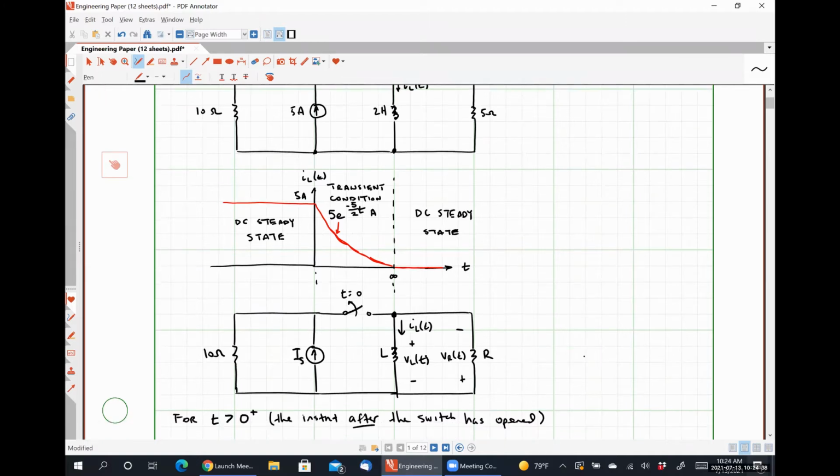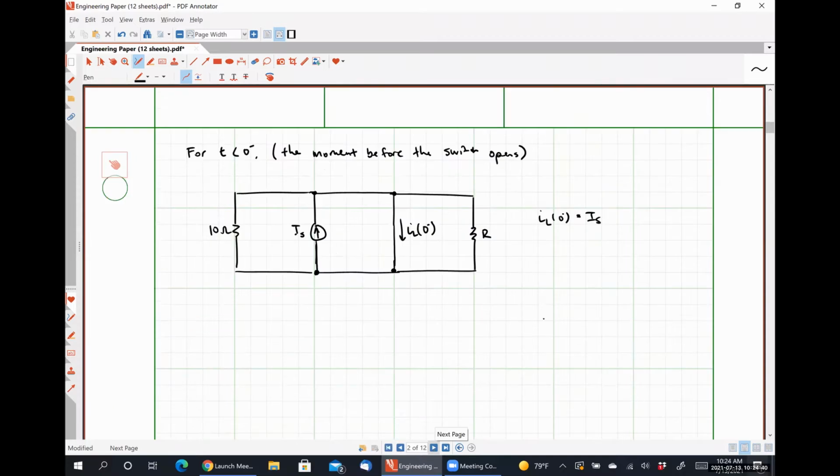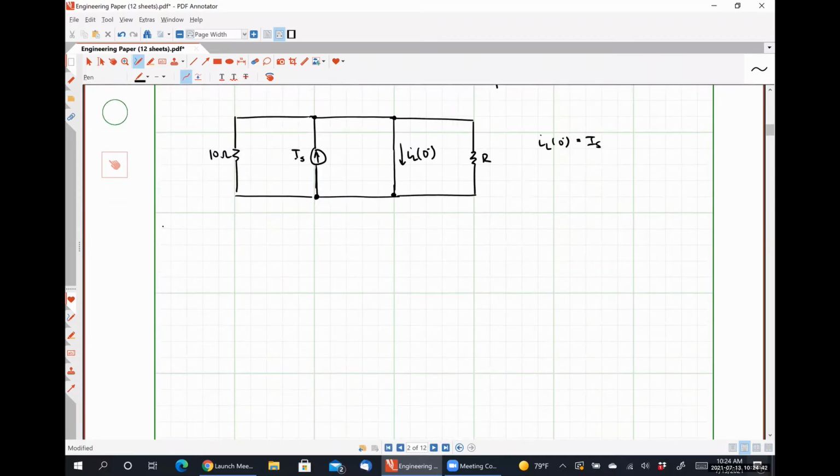Okay, so I'd like to look at an example problem here and guide you through the generic steps that you will take when analyzing RL circuits.